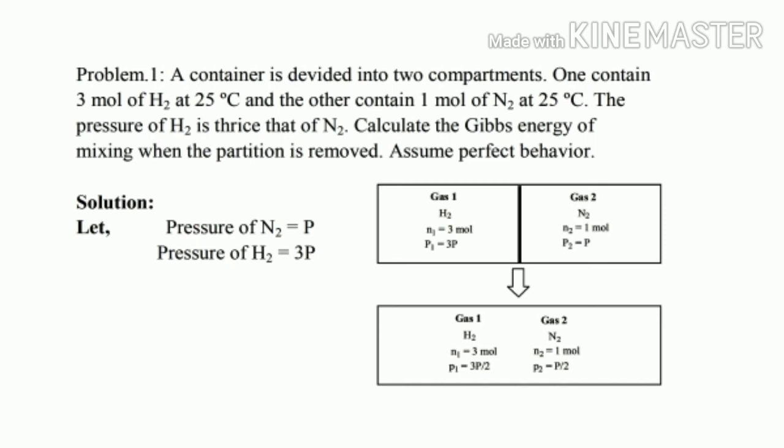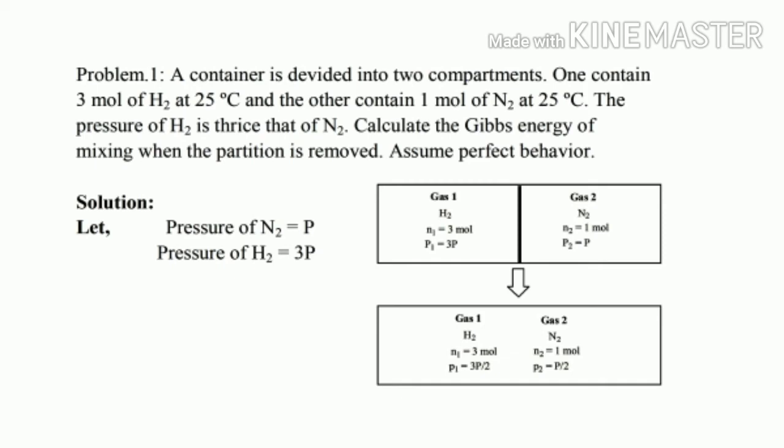The problem is: a container is divided into two compartments. One contains 3 moles of hydrogen at 25 degrees centigrade and the other contains 1 mole of nitrogen at 25 degrees centigrade. The pressure of H2 is twice that of N2. Calculate the Gibbs free energy of mixing when the partition is removed. Assume perfect behavior. So let us try to solve this problem.